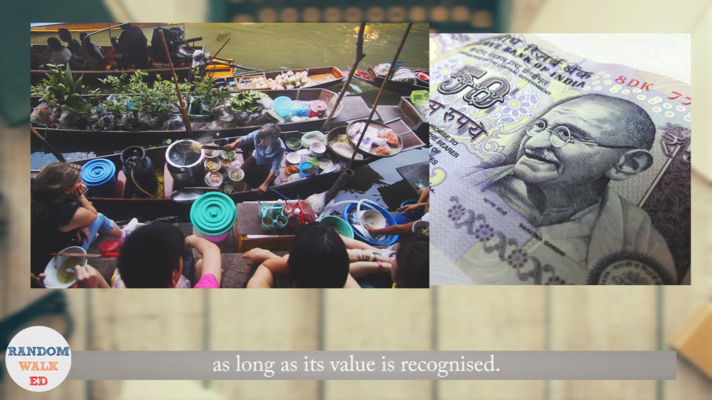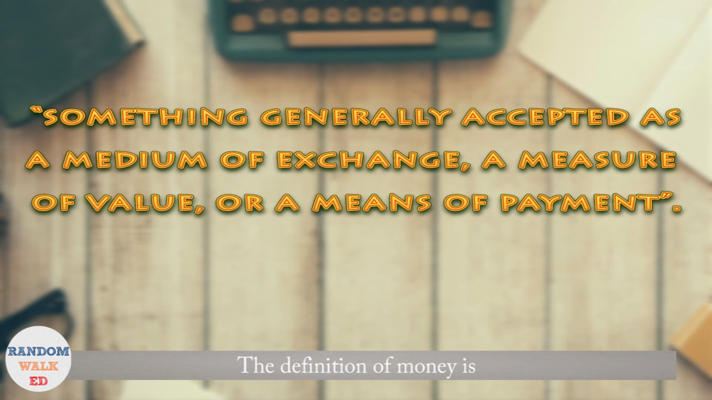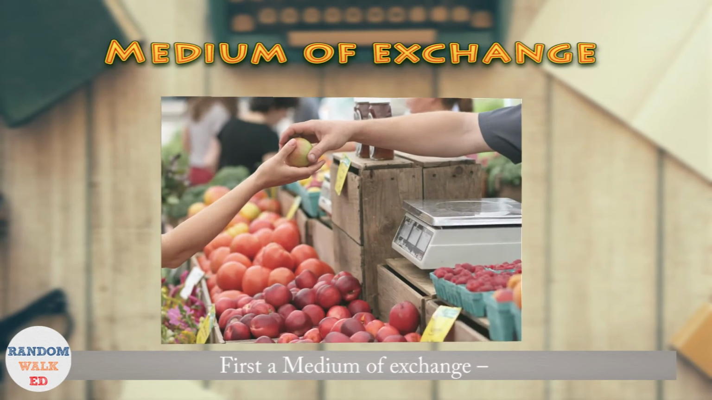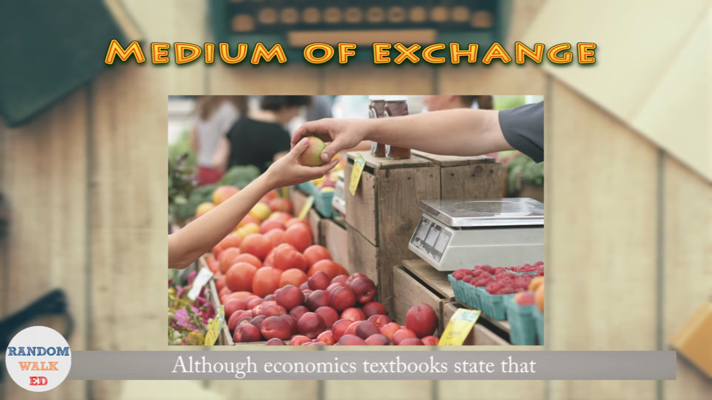value is recognized. The definition of money is something generally accepted as a medium of exchange, a measure of value, or a means of payment. Let's break this definition into 3 parts. First, a medium of exchange.